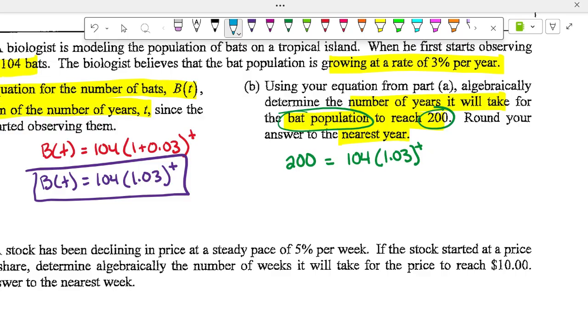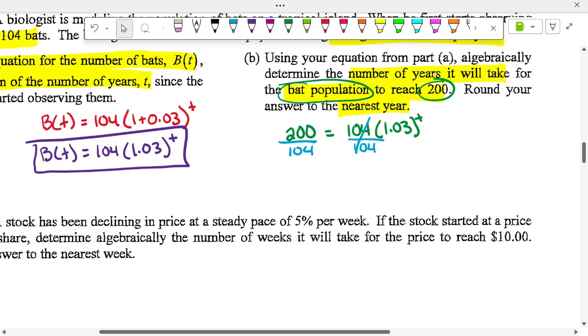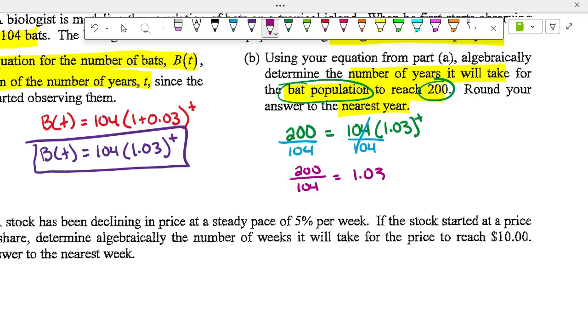So I need to get rid of that 104. How? Divide both sides by 104. We cannot take the log of both sides yet until we get the base by itself. If anything you can take from that, just remember, don't take the log till the base is by itself. So now I got 200 over 104 is equal to 1.03 to the t power.